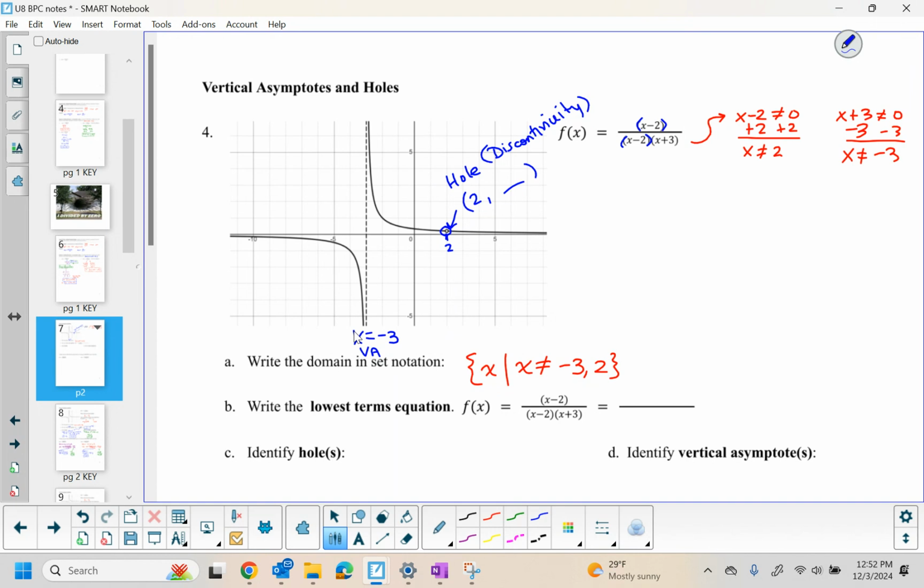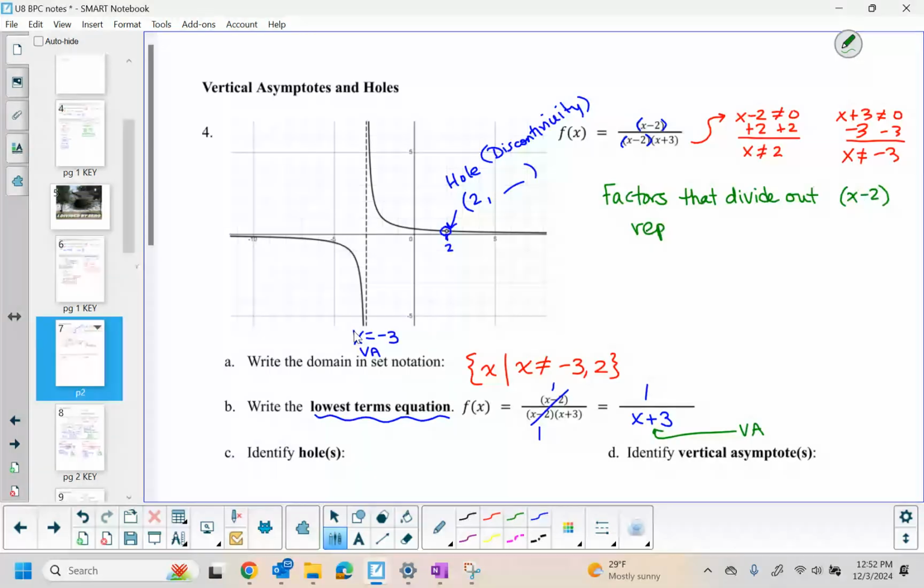So when I write the lowest terms equation, what I will do is divide these out. So I end up with 1 over x plus 3. And now what's left over tells me my vertical asymptote. So factors that divide out, in this case x minus 2, represent poles.